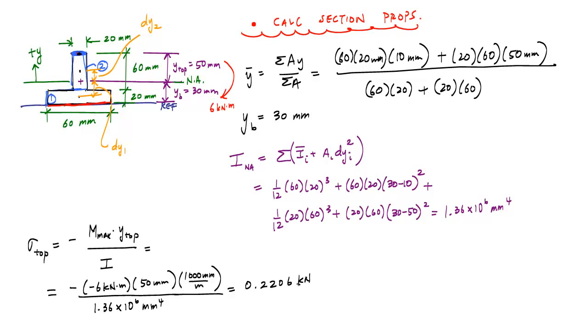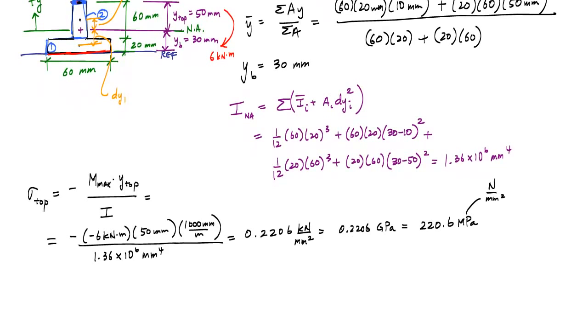0.2206 kilonewton per millimeter squared, which is the same thing as 0.2206 gigapascals, or 220.6 megapascals. By the way, this is also newtons per millimeter squared, in case you needed a refresher on units. It's really convenient to keep things in kilonewtons and millimeters, and newtons and millimeters. The positive stress result indicates that this top location is indeed in tension. Then we can go ahead and calculate the bottom.